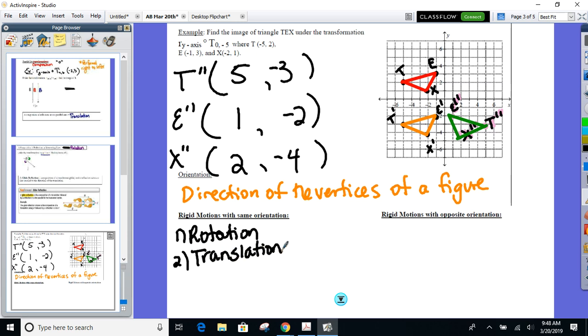You guys aren't saying reflection, huh? If I flip a figure? Even though I put three, there's three of them on there, right? There's still one more we're missing. We'll get to it in a second. If you flip a figure, will that change it? I don't know. Let's test it out.